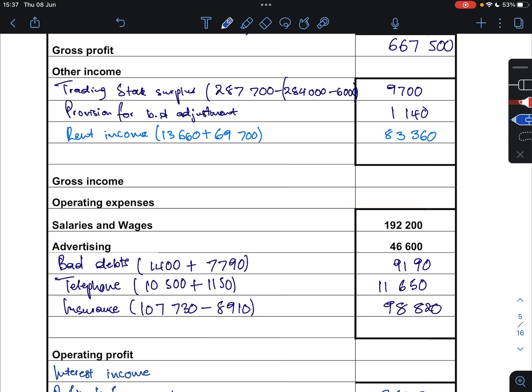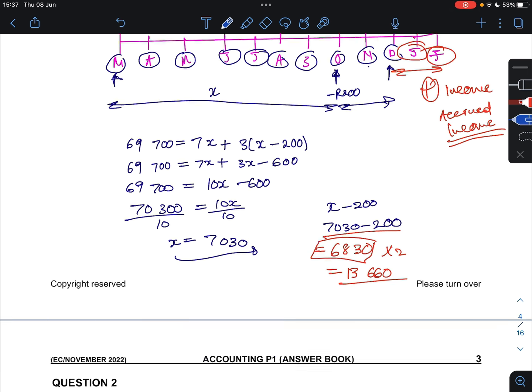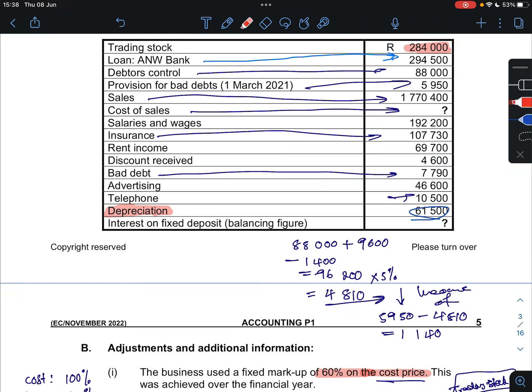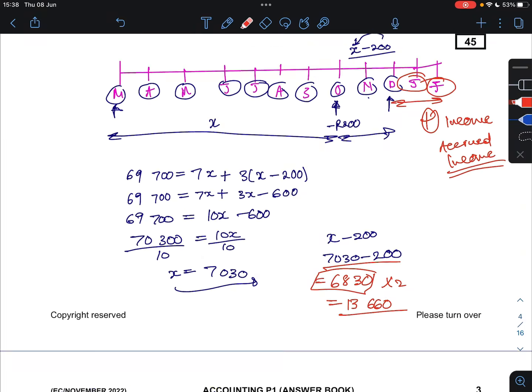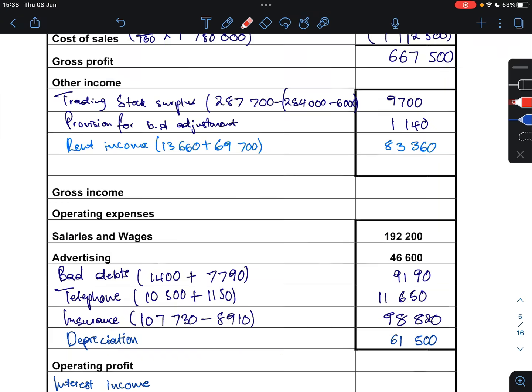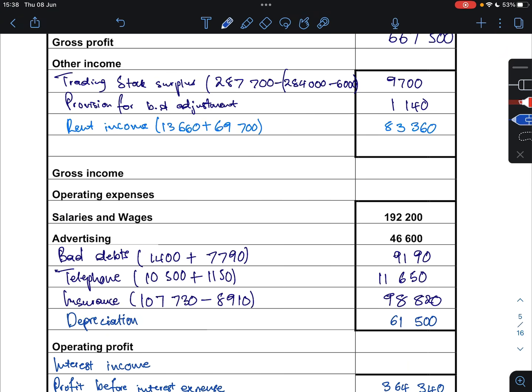Let's just take that as it is, because there isn't any adjustment. Here I have depreciation of 61,500, and then you move to check if there are any that are left out. Your salaries and wages, are we given? Yes. And then advertising is also given, and I think we are done with our operating expenses, and then we can add and get a total.